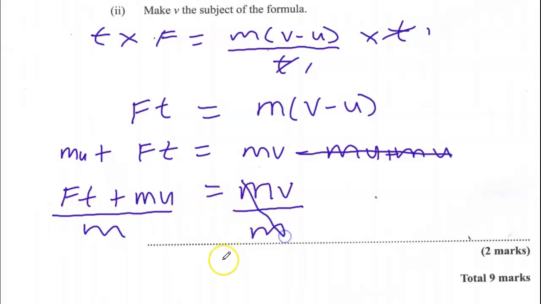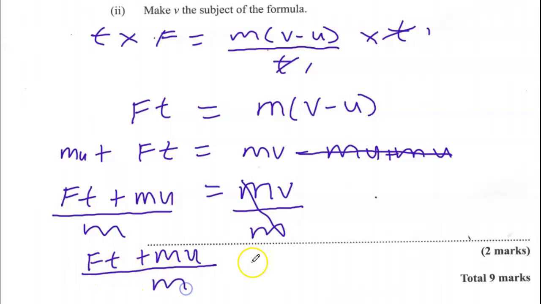That's our solution. So therefore, ft plus mu over m is equal to v.